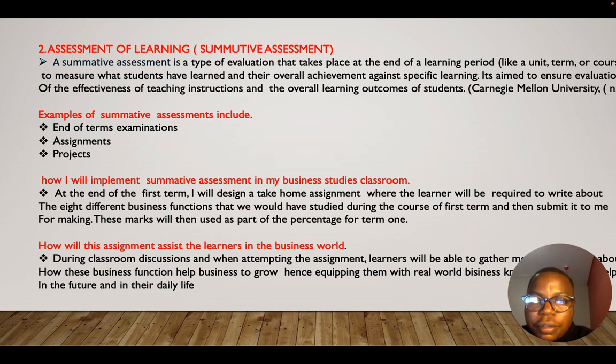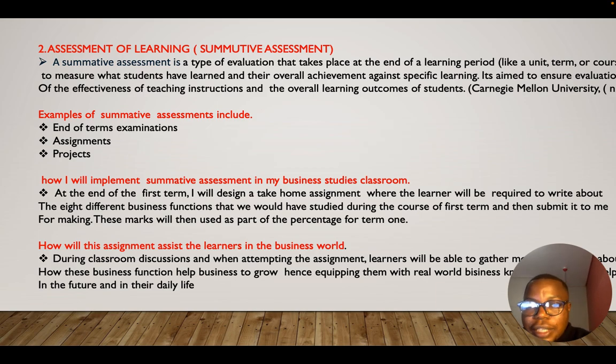At the end of the first term, I will design a take-home assignment where the learners will be required to write about the 8 different business functions that we would have studied during the course of the first term, and then submit it to me for marking. These marks will then be used as part of the percentage for the end of term 1 results.